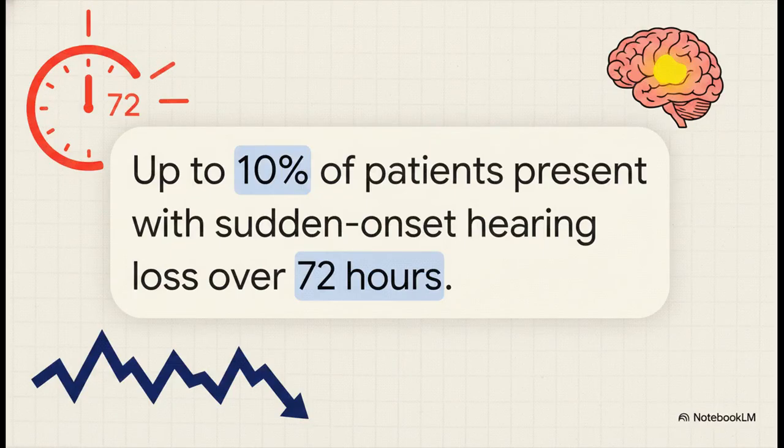And this compressive ischemia can be incredibly drastic and immediate. In fact, up to 10% of patients present with sudden onset sensorineural hearing loss over just a 72-hour window. Guys, this is a massive clinical trap. It perfectly mimics idiopathic sudden hearing loss, which just highlights the absolute necessity of rigorous, gadolinium-enhanced MRI evaluation to ensure we don't accidentally miss a retrocochlear lesion.